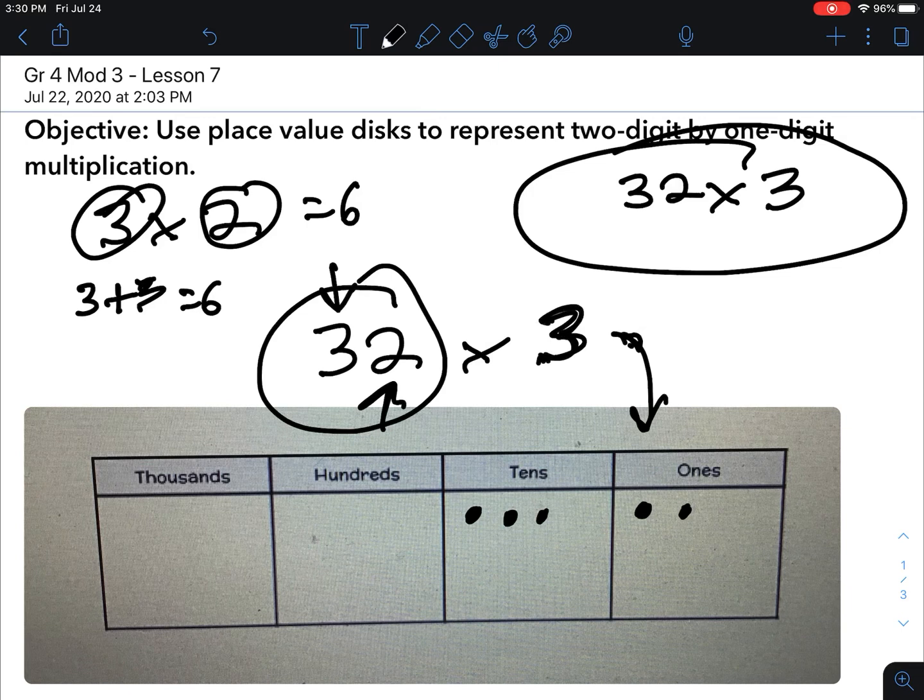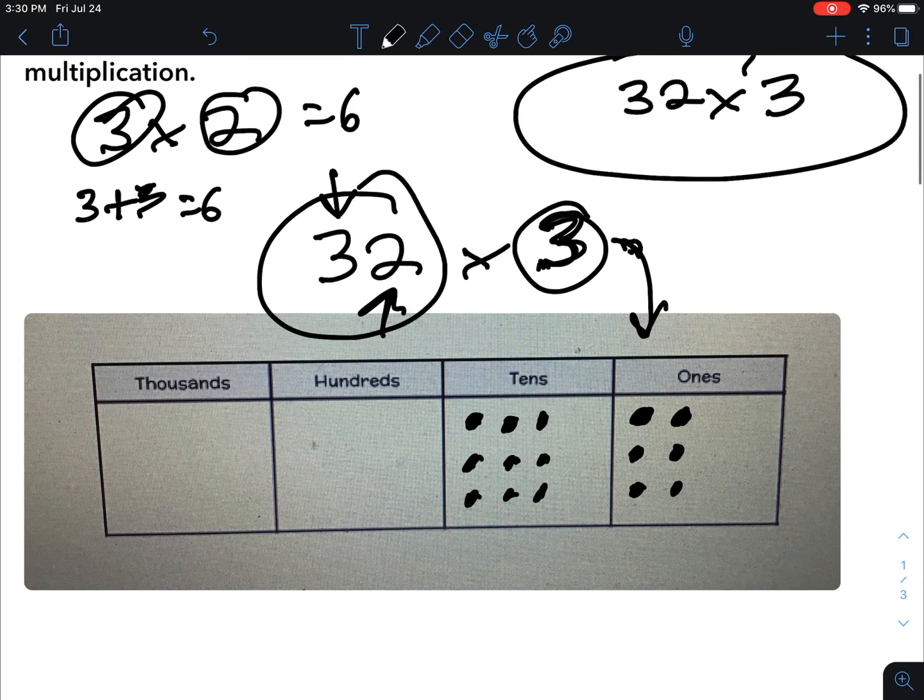So what you're doing at the place value chart is the smaller number, the single digit number, tells you how many times to copy those disks. So in the ones place, you have 2 1s. Now you need 2 1s 3 times, right? And you do the same thing with the tens. Here's one row of tens. Well, I need 3 groups of tens. So now you basically have done your 32 3 times.